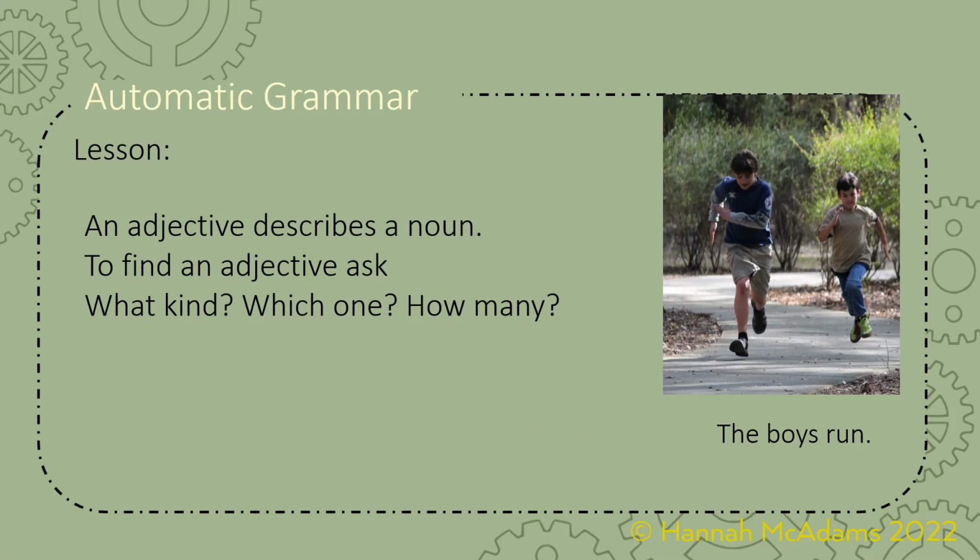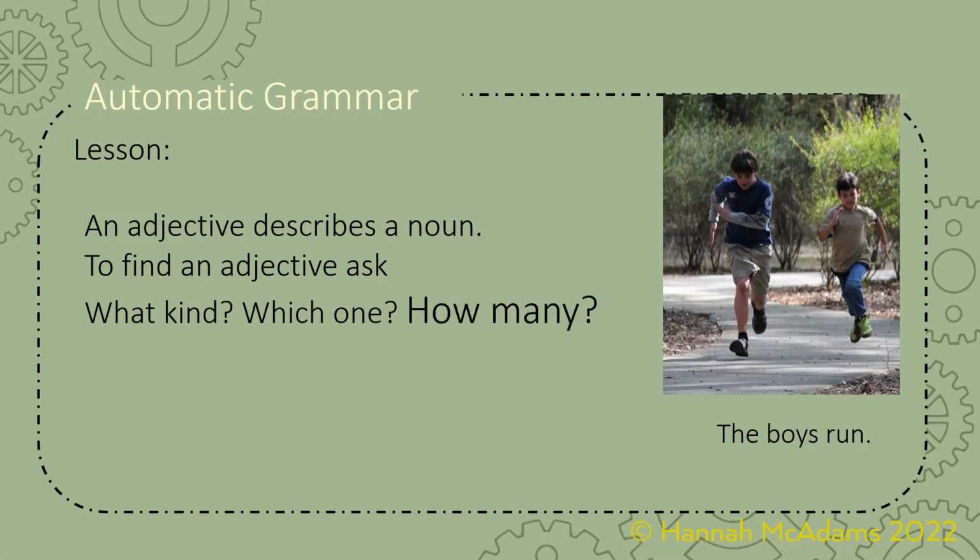Okay, all right, look at this. The boys run. Okay, well, we can also answer how many. In this picture, how many boys are running? Right, 2. So the boys are the subject and the noun of the sentence, but how many? 2 boys. The 2 boys run. So 2 here is an adjective.